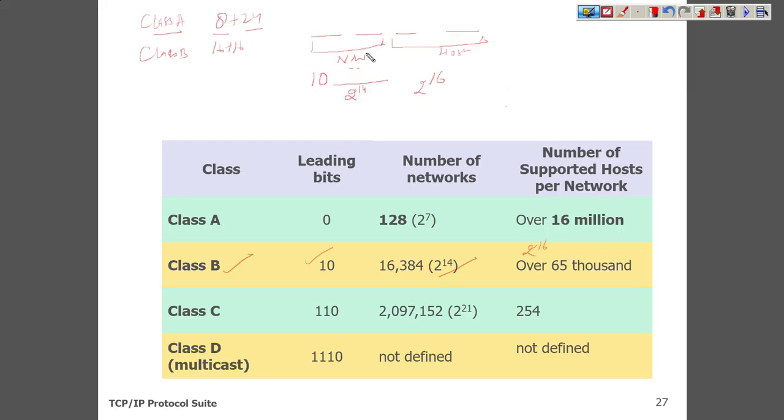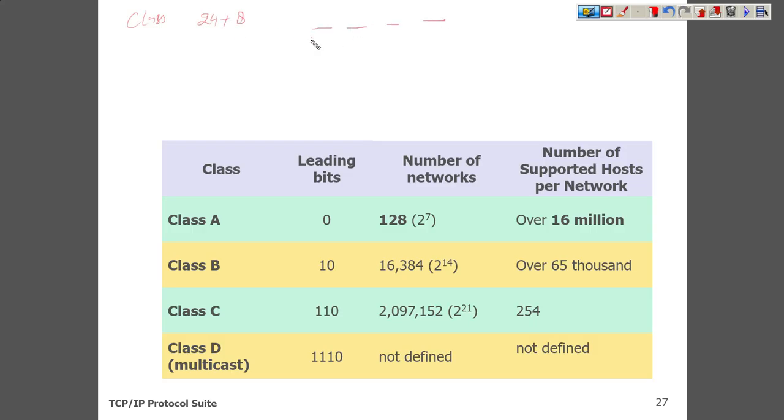Then coming to class C. When I say class C, the distribution is 24 plus 8. So 1, 2, 3, 4. Out of 4, these 3 are for the network bits, and this last octet is for the host bits. So this is 24. Class C is defined as 1 1 0. That means out of 24, 3 bits are reserved. We can have 2 power 21 combinations, that means we can have this many networks in class C. The size of each network is 2 power 8.